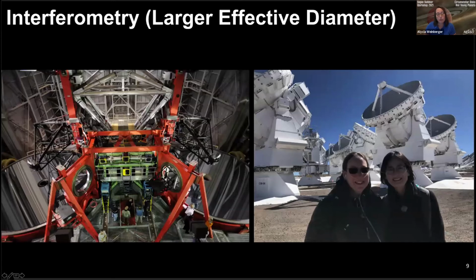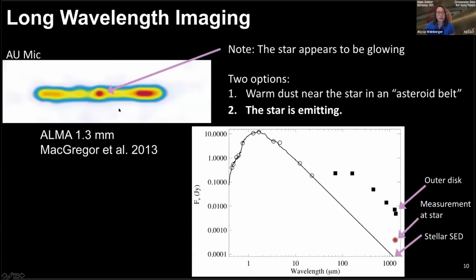So in the mid-infrared, the premier instrument for doing this has been the Large Binocular Telescope Interferometer, working at about 10 microns. And of course, in the far infrared and submillimeter, the premier instrument is ALMA, working at a few hundred microns to several millimeters. So this is the compact array, actually, when I visited it a couple of years ago. So in the far infrared, you can not just detect the disk through its spectral energy distribution, but you can actually image the emission of those cold dust grains. In this case, we're looking at emission at 1 millimeter from the AU Mic disk.